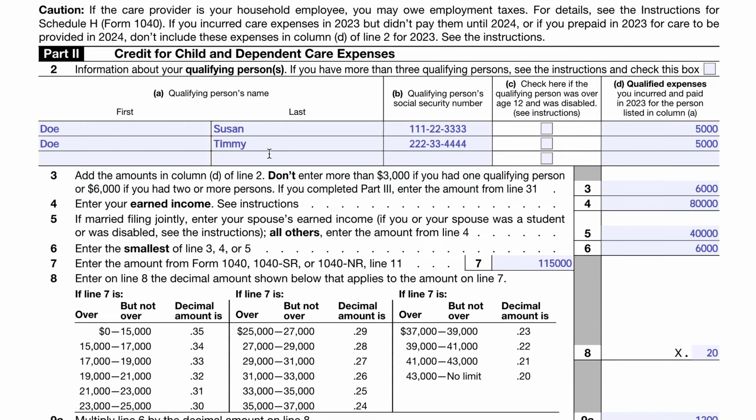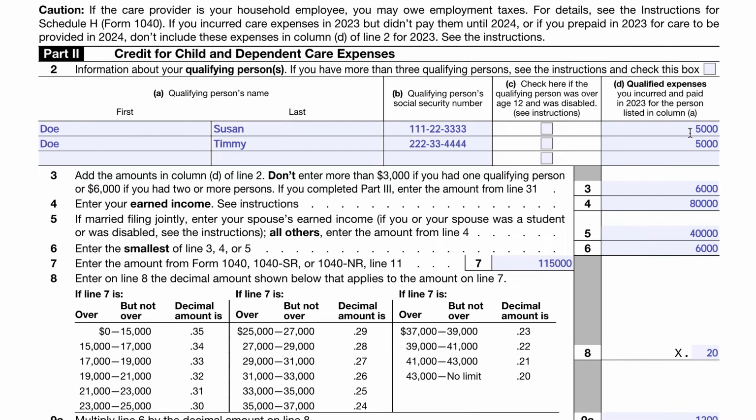So let's talk about the information about your qualifying person. In this case, John Doe and his wife Mary have 2 children, Susan and Timmy. We've entered their information. They're both under the age of 12. And they spent $5,000 for child care for each of them.